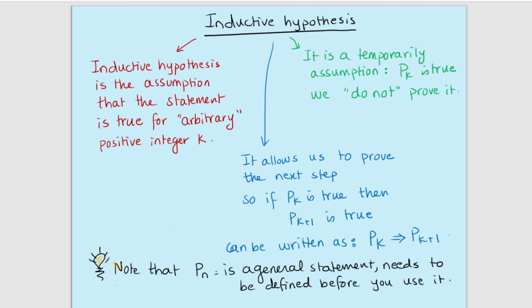Then, what is the inductive hypothesis? The inductive hypothesis is the assumption that the statement is true for any positive integer k. It is a temporary assumption. P(k) is true and we do not prove it. Why is this step important? Because it allows us to prove the next step. So if P(k) is true, then P(k+1) is true. And note that P(n) is a general statement they gave us, so it needs to be defined before we use it.